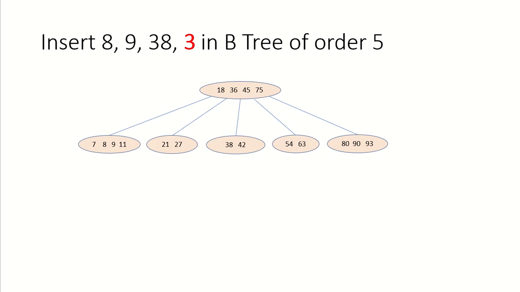So this is what the B tree would look like. 21 and 27 have come here, 38 and 42 have come here. So the original node has been split into 2. The median value, which was 36, was sent to the parent node, and again the values were reordered over here so that they are again in ascending order.